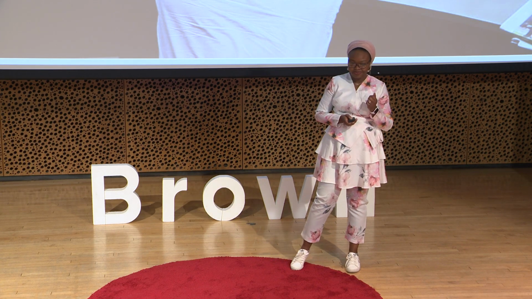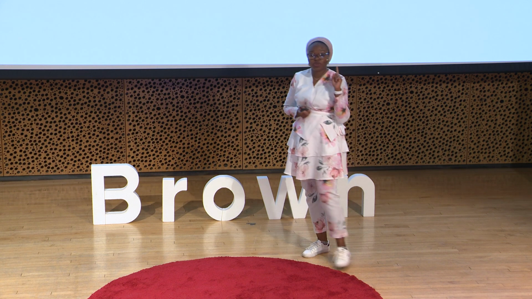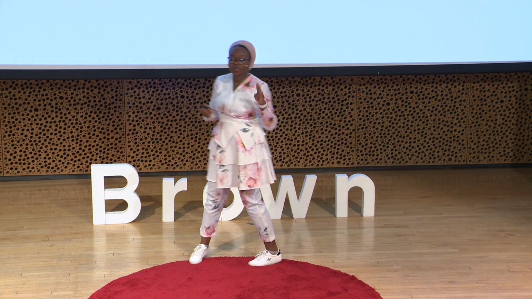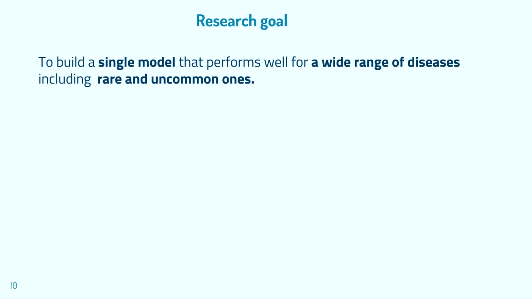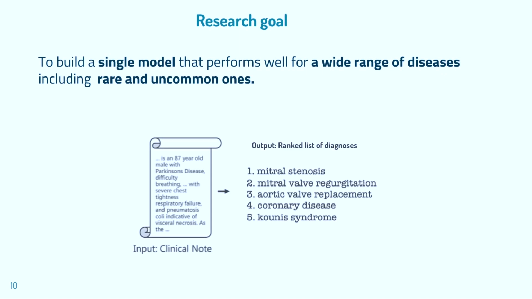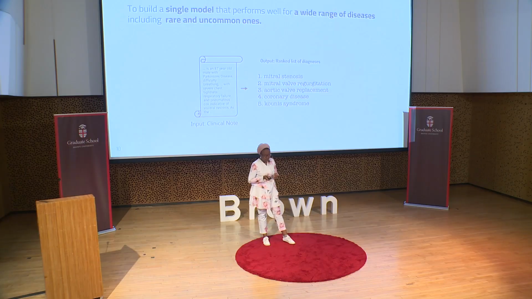So, my research goal is to build a single generalist model that performs well for a wide range of diseases that includes rare and uncommon diseases. Specifically, the task I aim to solve is: given a patient's clinical note that contains the patient's medical history, I want the model to be able to return a ranked list of probable diagnoses. So the goal here is to reduce the search space of possibly thousands of diseases to a likely few.